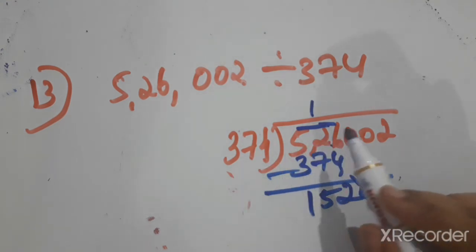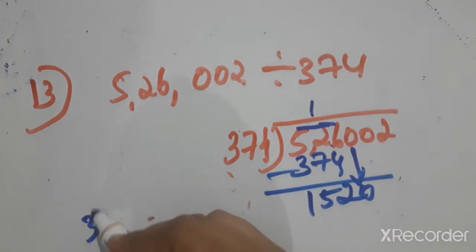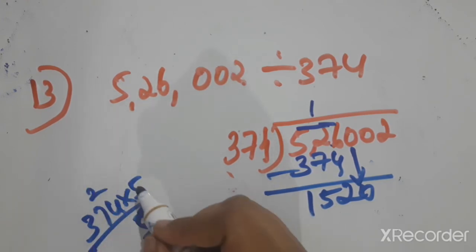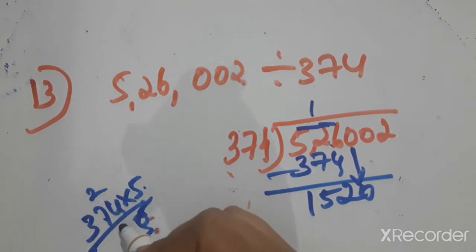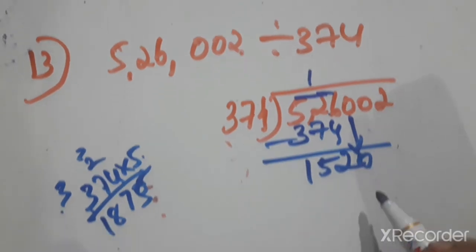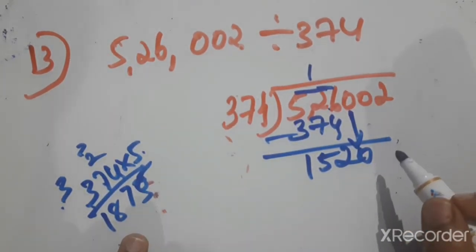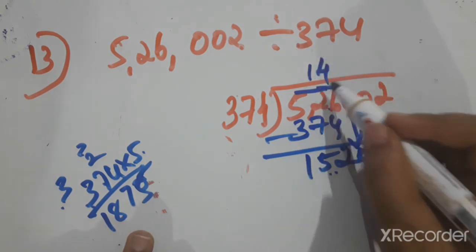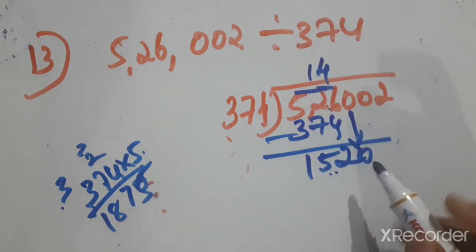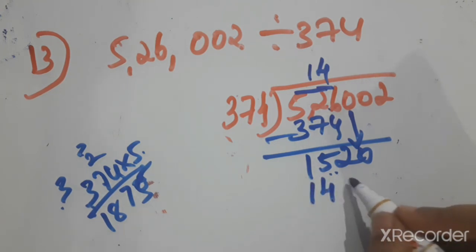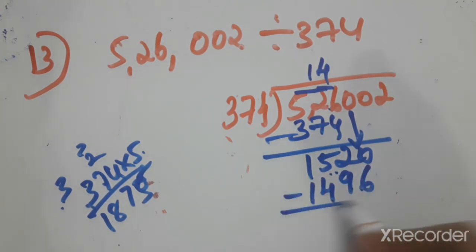Now 374 5s are, we will check. 5 4s are 20, 35, 36, 37. 5 3s are 15, 16, 17, 18. So 374 into 5 is 1875, that is greater than this number. So nearer is 4. 374 4s is 1496, that is the nearer one.